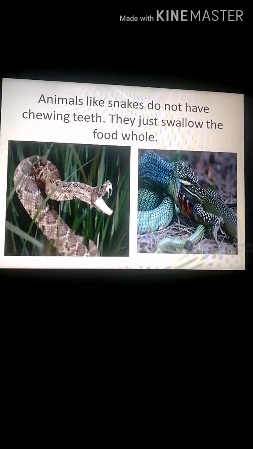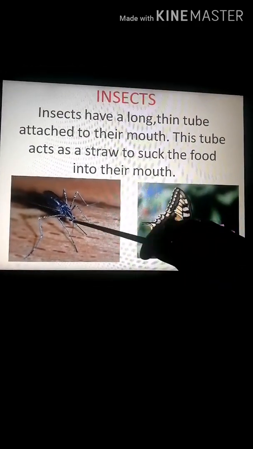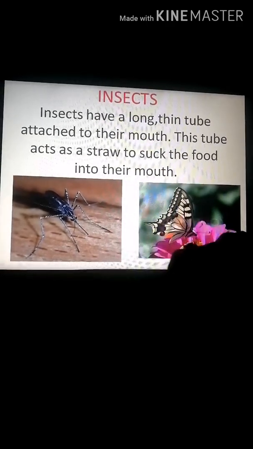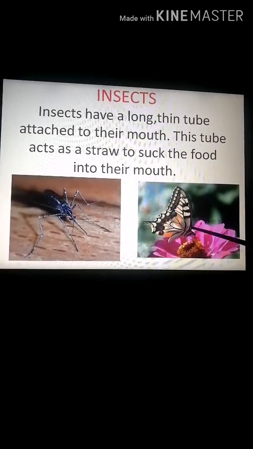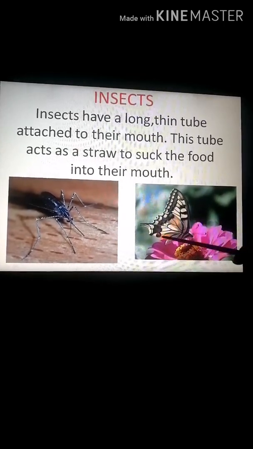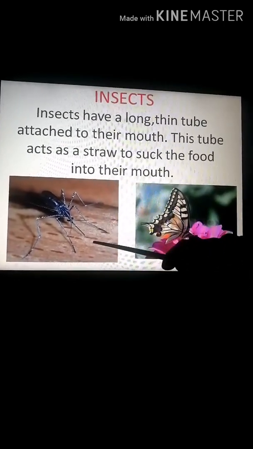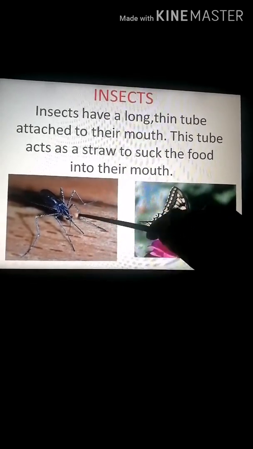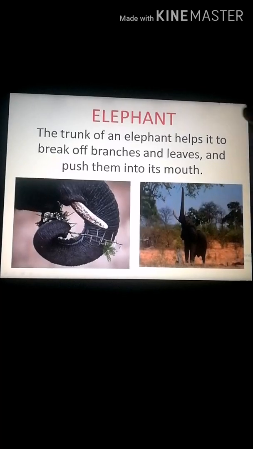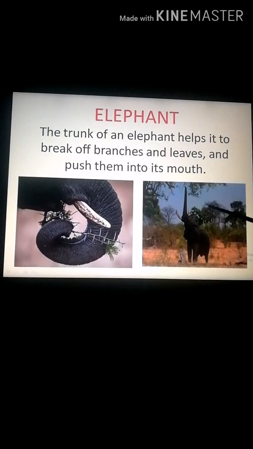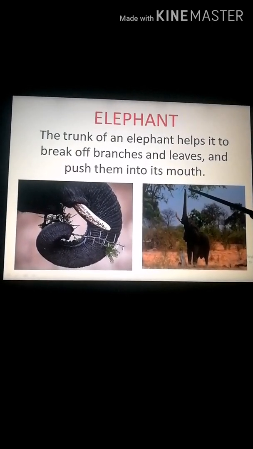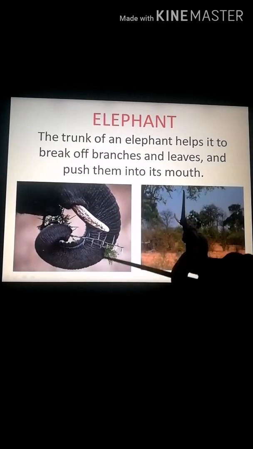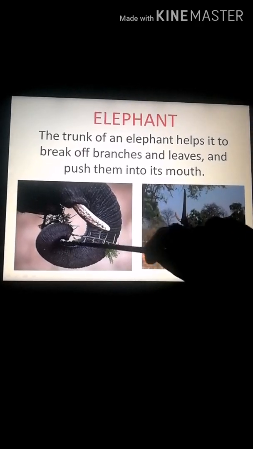Now let's learn about insects. Insects have a long thin tube attached to their mouth. This tube acts as a straw to suck the food into their mouth. So insects have a long thin tube attached to their mouth. Next, elephant. The trunk of an elephant helps it to break off branches and leaves and push them into its mouth.